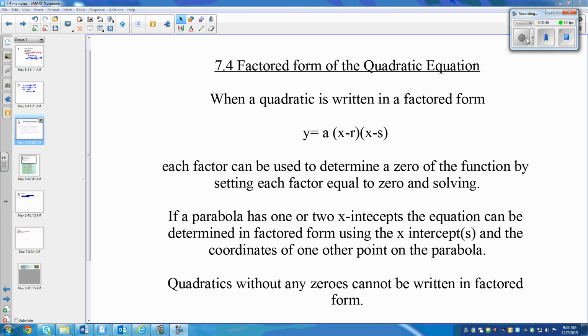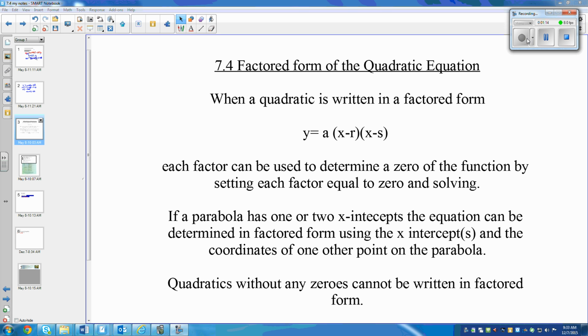Okay? So when a quadratic is written in factored form, a lot of times it's written as y equals a(x minus r)(x minus s). Factored form means this times this times this, right? So what are the x-intercepts in this case? Positive r and positive s, right?